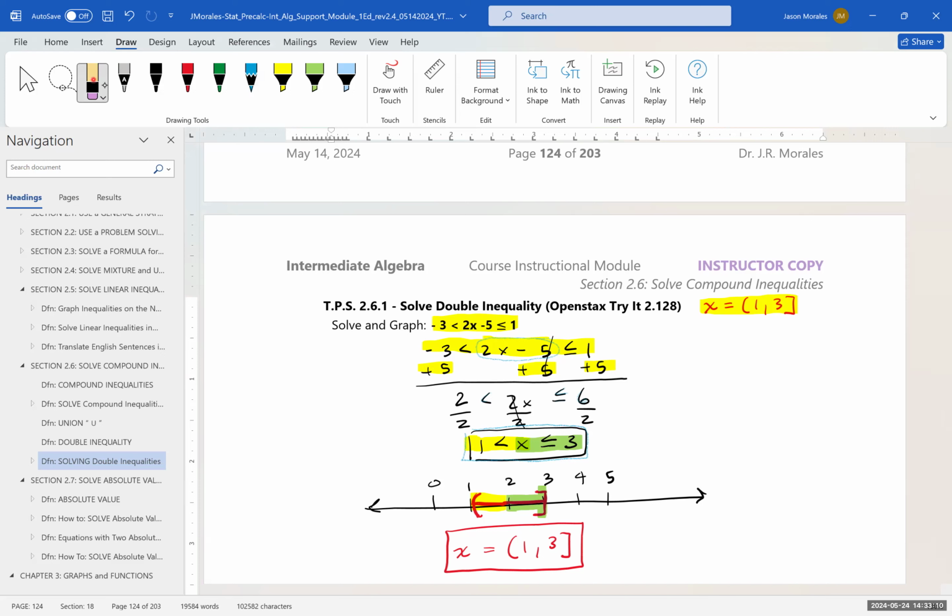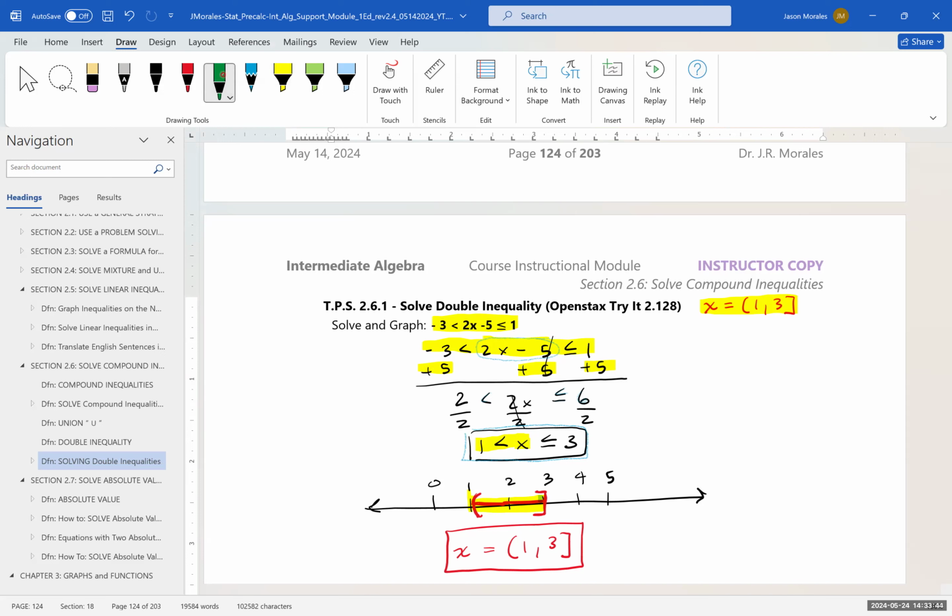Converting this into a number line. See if I can, that and that, there we go. And so, how do we get this number line? You read from the inside out with this double inequality. So, reading from x in the middle, x is greater than 1. So here's 1, and x is greater than 1, which means it doesn't include it. So that's why I've got parentheses there.